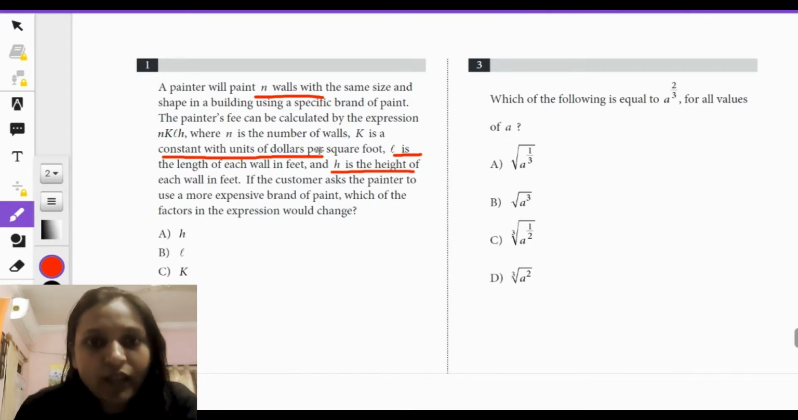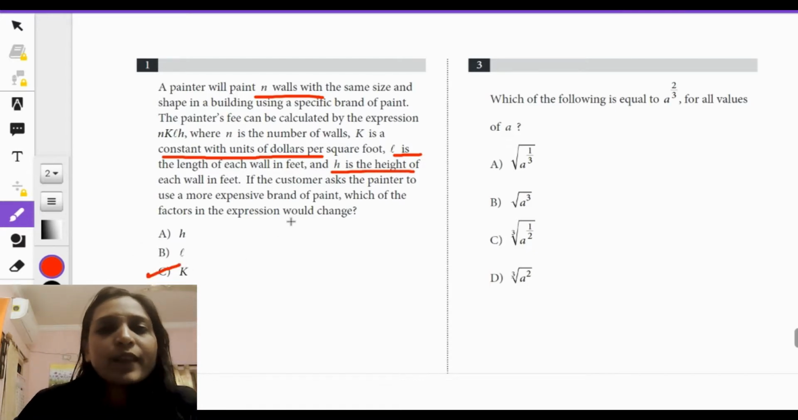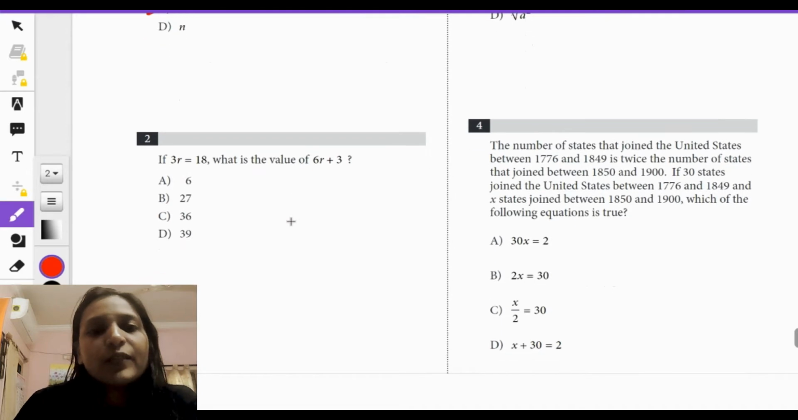So if we see here, they've said n is the number of walls, so that's not going to change. k is the constant with units of dollar per square foot. So this could be a potential answer, and the length and height are also going to be the same. So I think the answer for this should be k. Let's go to the second question.